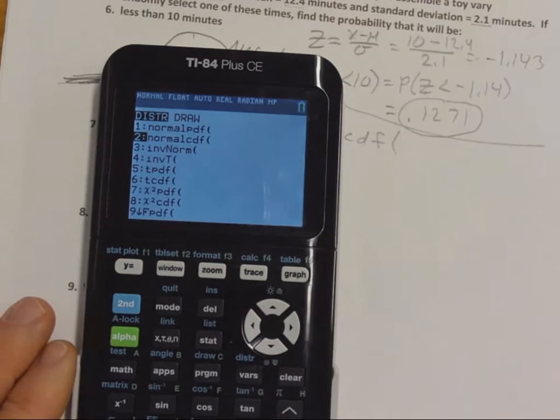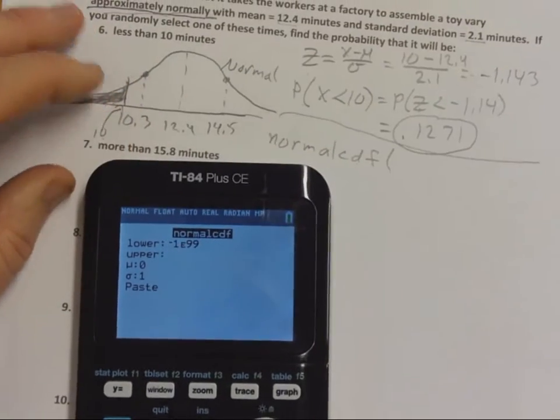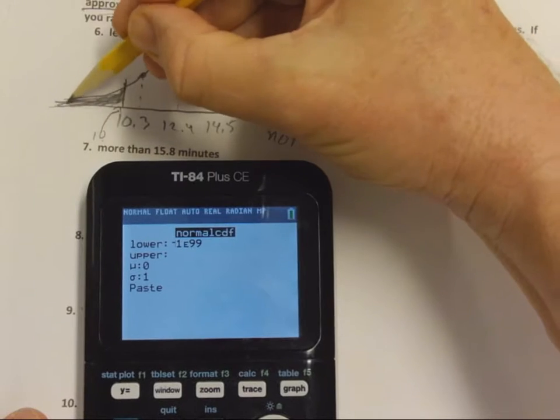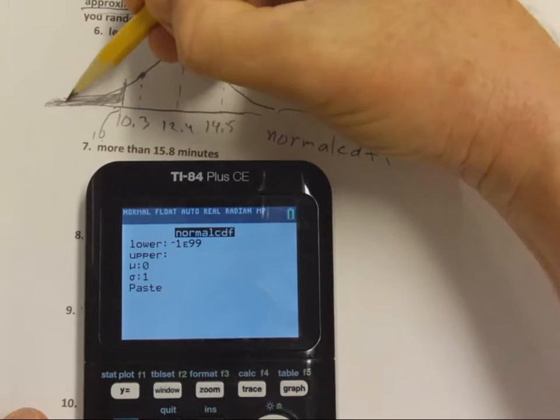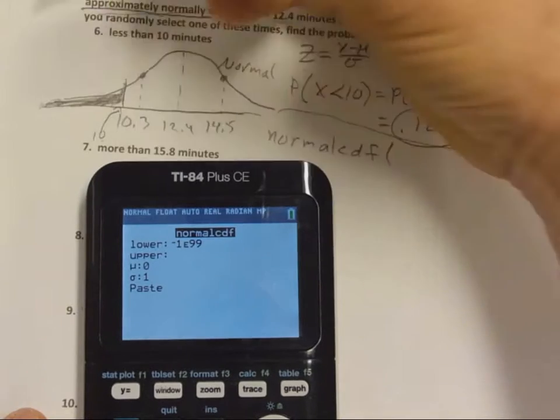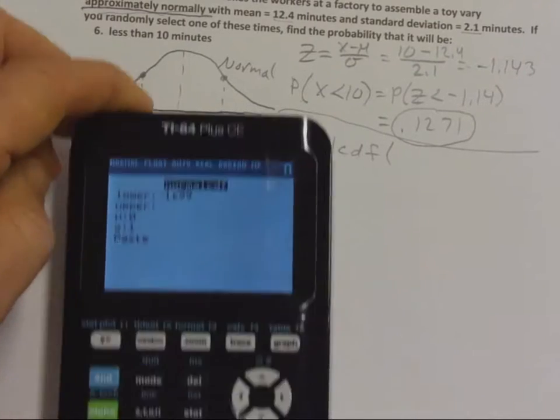So I go to normalcdf. Now, in some calculators, this screen doesn't pop up. I'll talk about that in a second. All right, so the lower value. What we're entering into the calculator is, we're finding the area of this shaded region. Well, how far to the left does this shaded region go? It goes on to infinity. And so to enter infinity, the easy thing to do is just go negative infinity.